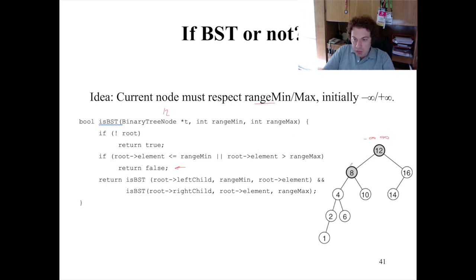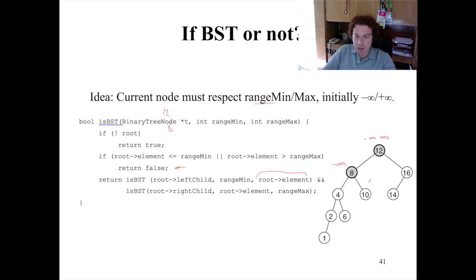So for the left subtree, be careful, I call this function using the left subtree, which is node 8. But be careful, the minimum range doesn't change, because I can put anything here. There is no limit in the lower bound. However, the node here must not exceed 12. So I can't put 15 here by the binary search tree rule. So I will feed root.element here. This is the tricky part.